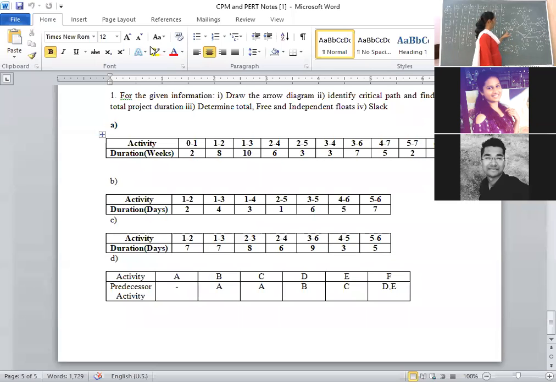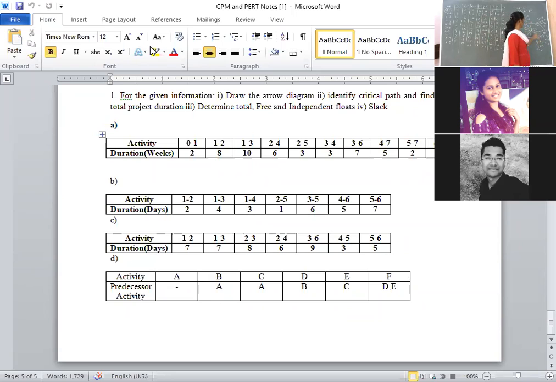Listen carefully. Here, for node 0, you got slack value 0. For node 1, you got slack value as 0. That means 0 to 1 is your critical path. Next, for node 2, slack value is 6. For node 3, slack value is 0. That means 1 to 3 is your critical path.